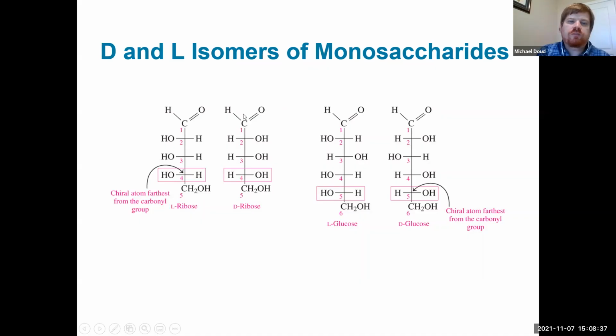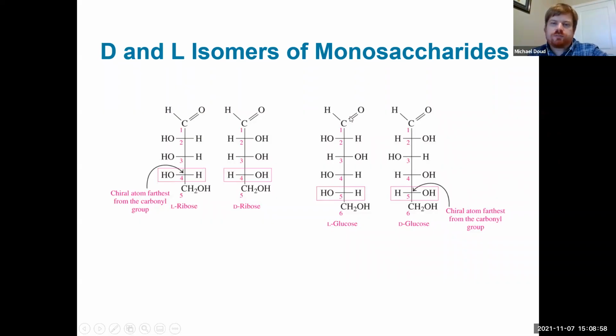And D-ribose is where that final chiral carbon has the hydroxyl group on the right, like what we're seeing here. Now, the relationship between L and D ribose is that they are enantiomers. So each of these chiral centers is flipped.